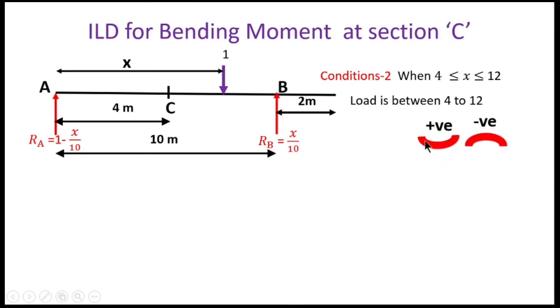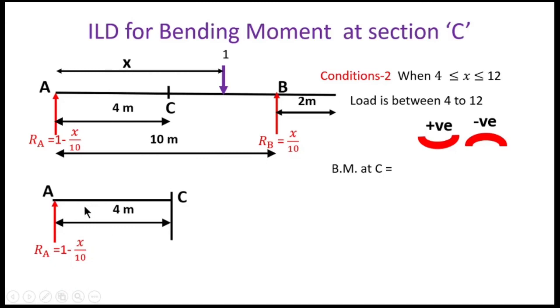Then again the sign convention is sagging is positive and hogging is negative. So what is the bending moment at C when the load is between 4 to 12? Bending moment at C, we can calculate from the right side or from the left side. On the left side there is only one force, and that is upward. So that creates a sagging bending moment.